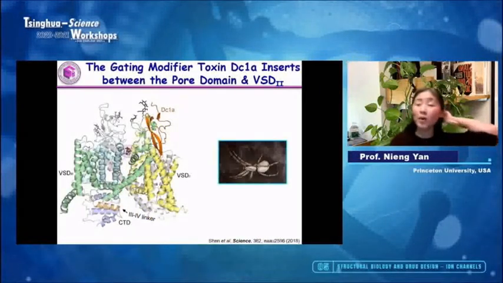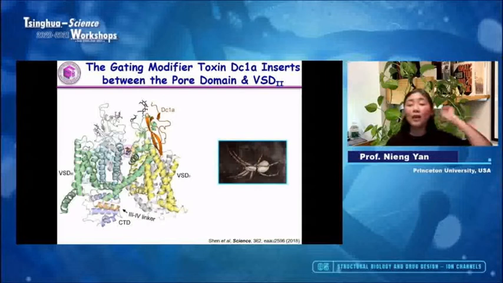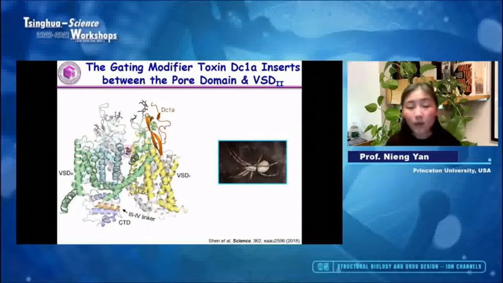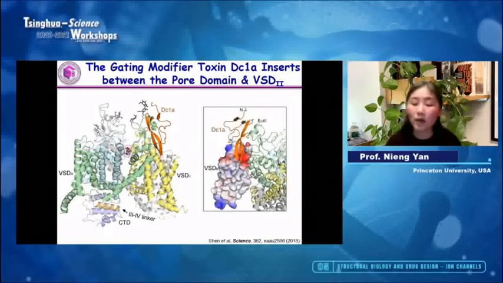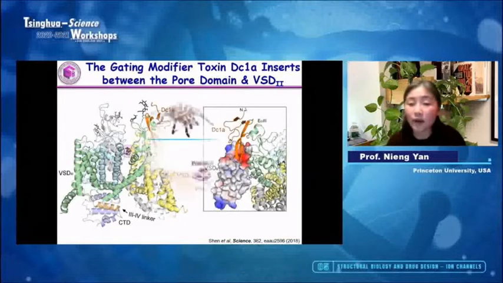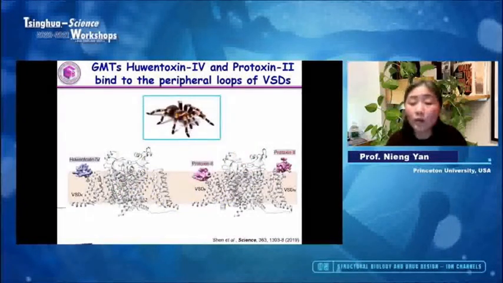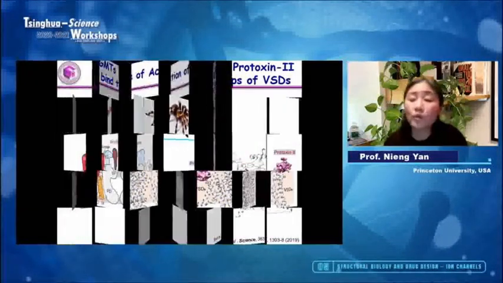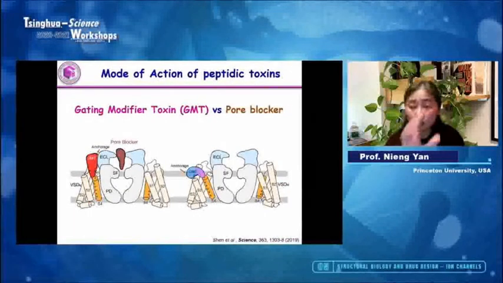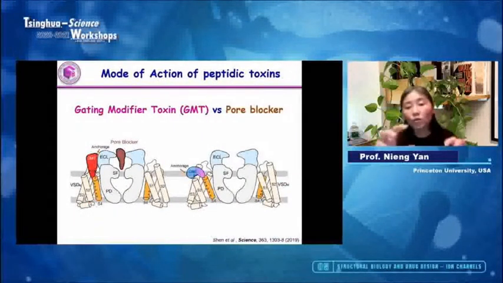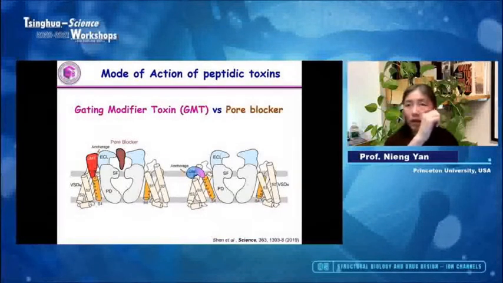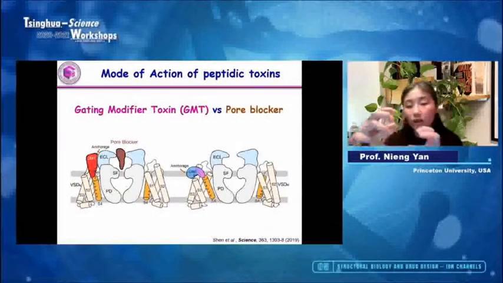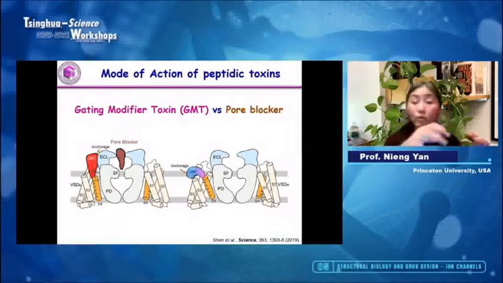And another type of peptide toxin is known as the gating modifier. I will not go into details. Basically, we solved the structures of potassium channels in complex with different types of GMT, gating modifier toxins. I will not go into details, but just to tell you what we've learned. For these gating modifier toxins, part of the toxin requires an anchorage, either a stable pore domain element or the membrane.